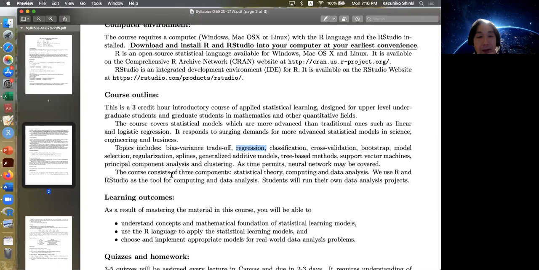The course consists of 3 components: statistical theory, computing, and data analysis. For the theory part, we do more modeling and not much statistical theory actually, but at least we have 3 components.